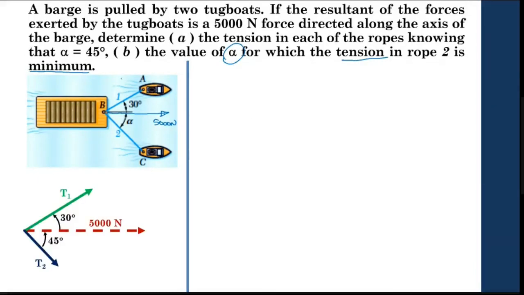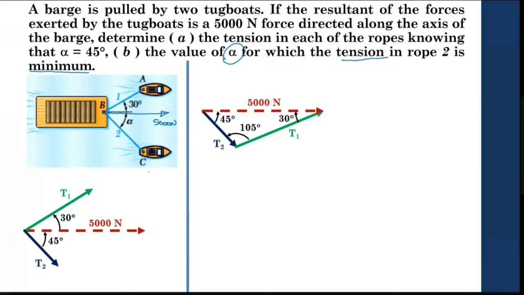Okay, so here it is given, alpha is 45 degree, right? Alpha is 45 degree and this is 30 degree, and your resultant is 5000 Newton straight. So I am marking it. So T2, T1, because this should be in same direction, and your resultant is like this. And what is this angle? This angle will be 30 degree, right? Remaining 180 minus 45 minus 30, you will get the angle here, which is 105 degree, right?